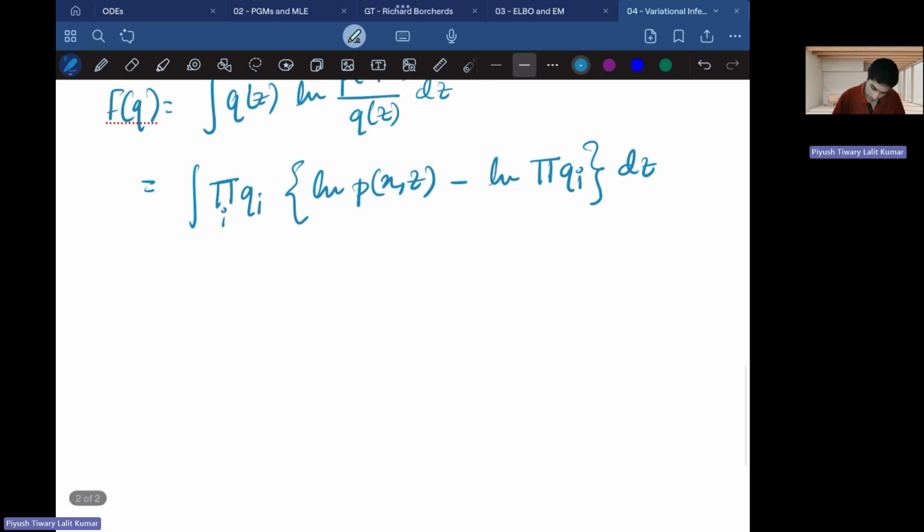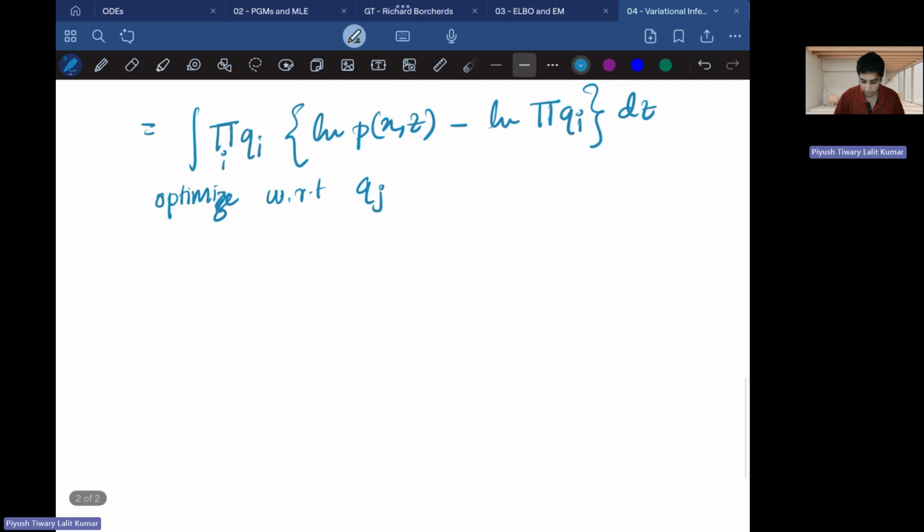What will this thing become? What we can do is, let's say we are optimizing with respect to q_j, some j. We are going to maximize the ELBO with respect to some q_j. So let us write this expression so that it is easier to judge it in terms of q_j. So I will write this thing down as q_j, and what I will do is push everything else inside.